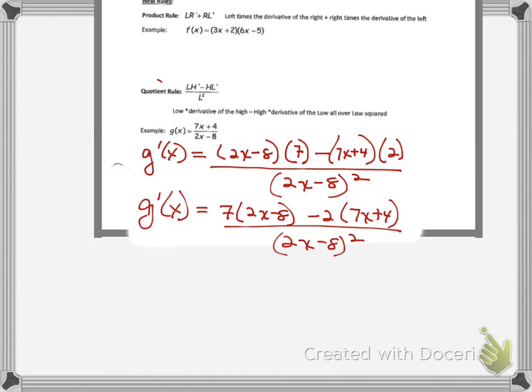Okay, sorry about that sneeze, but that's what I have for my final answer. Let's see if we can do one more on the next page. So let's make up a function. What if we said that f of x equaled tan 3x over, let's do x, we'll do 3x plus 7 squared.